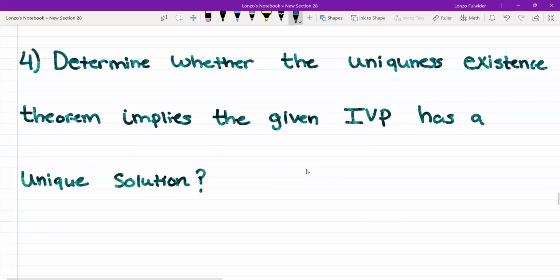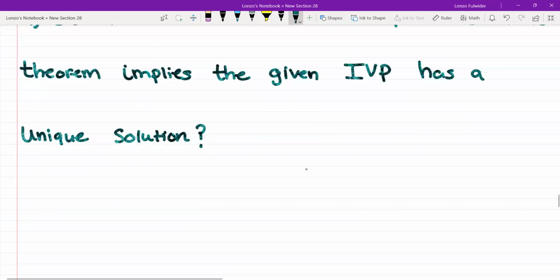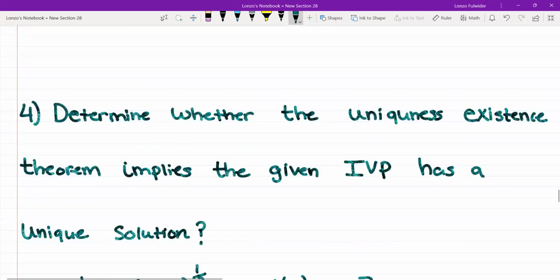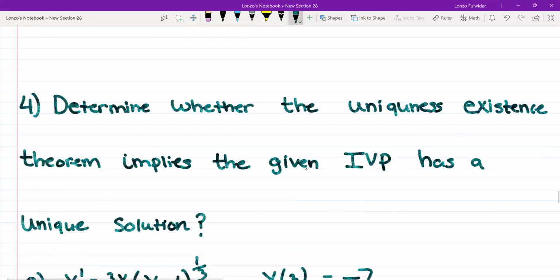I didn't write the question. So we have y prime equals 3x times (y minus 1) to the 1/3, where y(3) equals -7. Determine whether the existence and uniqueness theorem implies that the given initial value problem has a unique solution.